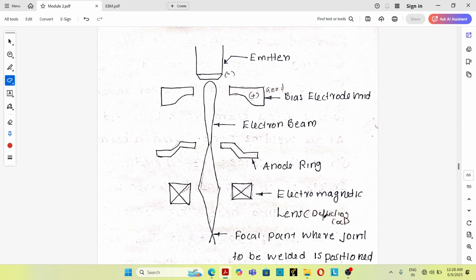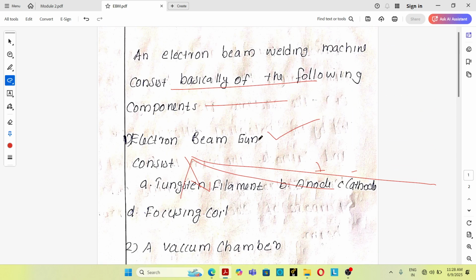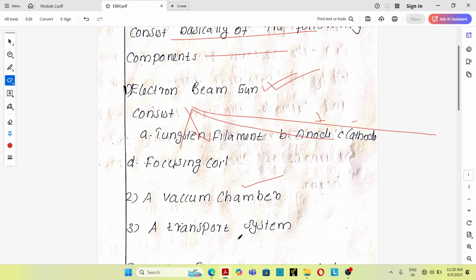See, this is the electron beam equipment, the electron beam welding setup. An electron beam welding machine consists of an electron beam gun, a vacuum chamber, and a transport system. We have already discussed the importance of the vacuum chamber. If vacuum is not provided in electron beam welding, there is a chance that the very fast moving electrons collide with the air molecules and the kinetic energy of the electrons will be reduced.